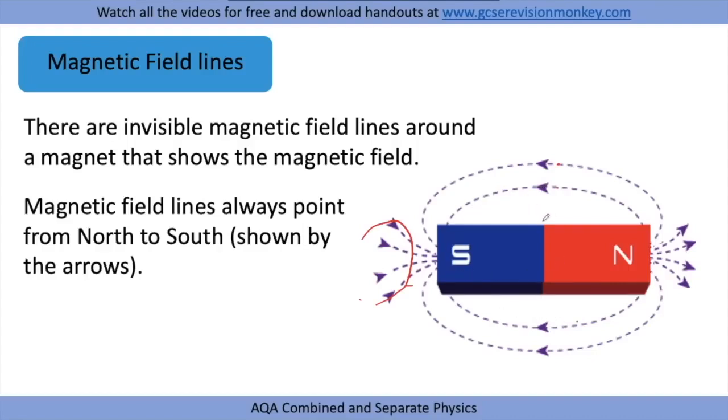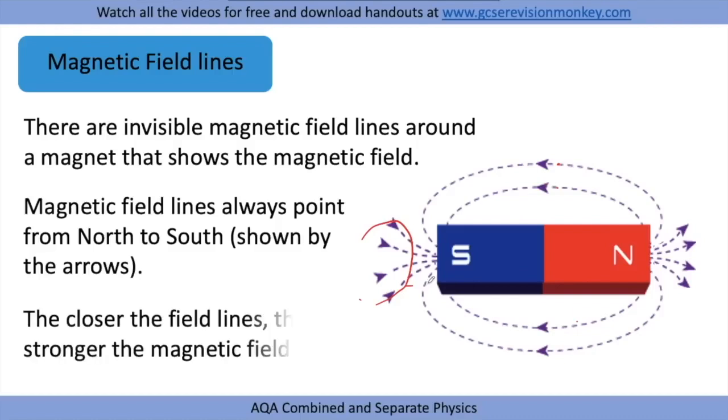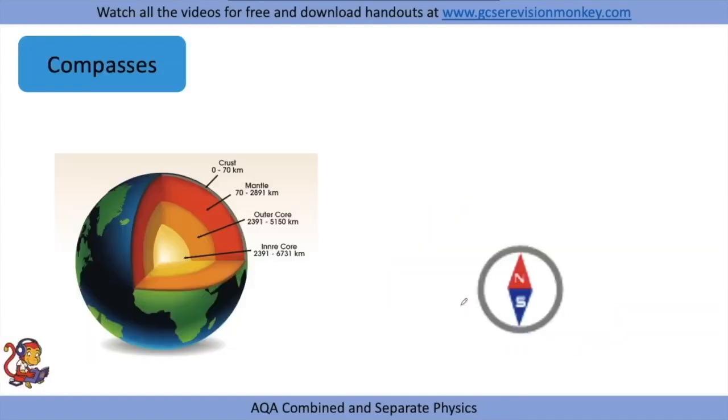You'll need to be able to draw these magnetic field lines around a bar magnet like this, and draw the arrows on as well. You just draw at least 2 lines above, at least 2 lines below, and a few coming out of the poles. The closer the field lines, the stronger the magnetic field. So at the poles here, where the lines are closest together, that will be where the magnetic field is strongest, and you'll get your strongest attraction here.